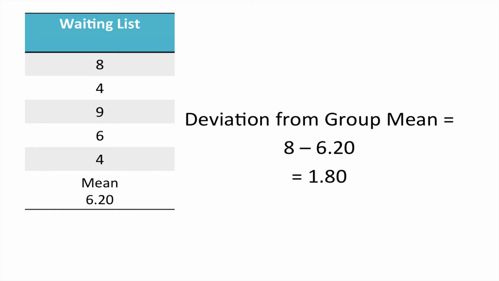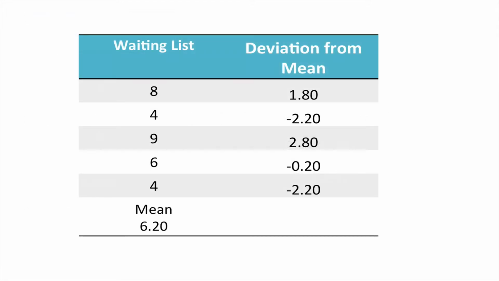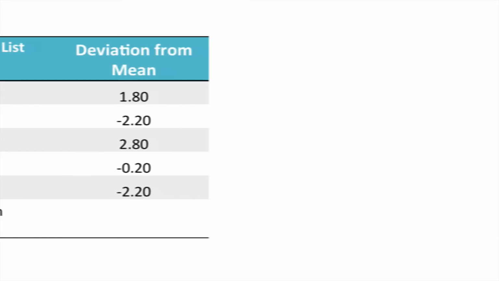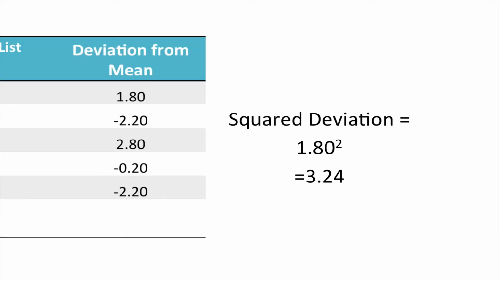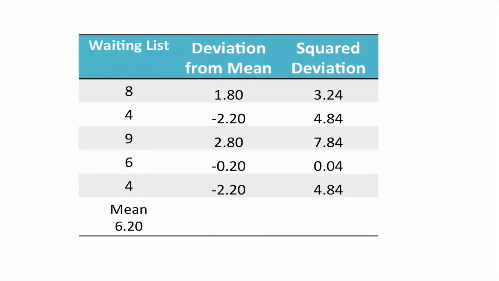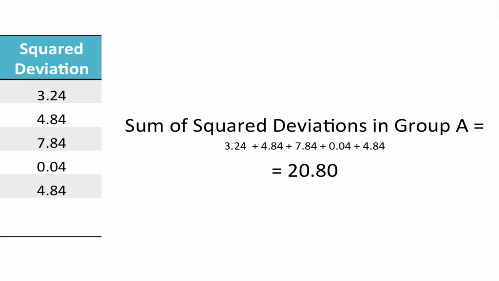So for the first one, we get a score of 8 minus the mean, which is 6.2 for this group, equals 1.8. And then, like we saw previously, some of them can be positive and some of them can be negative, so we're going to square the deviations, and we're then going to add up those squared deviations in each group.